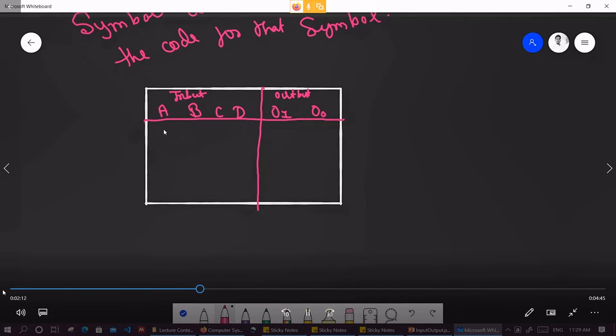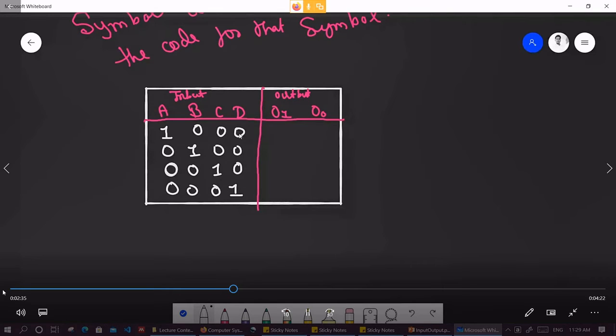When we are providing A as input, A will be high and the others are low. Similarly, when B is an input, the others are low. Similarly, when C is an input, and similarly when D is an input.